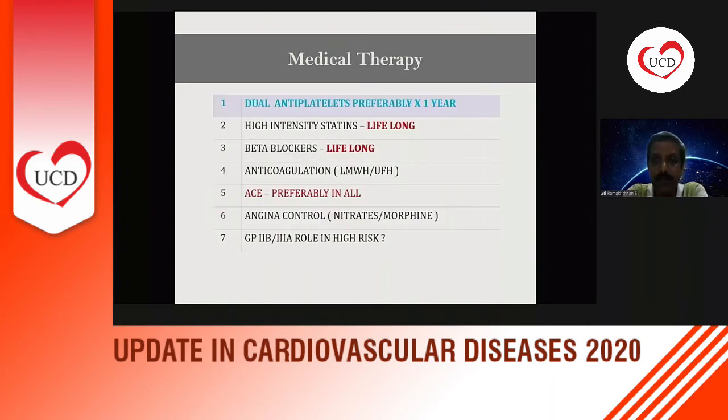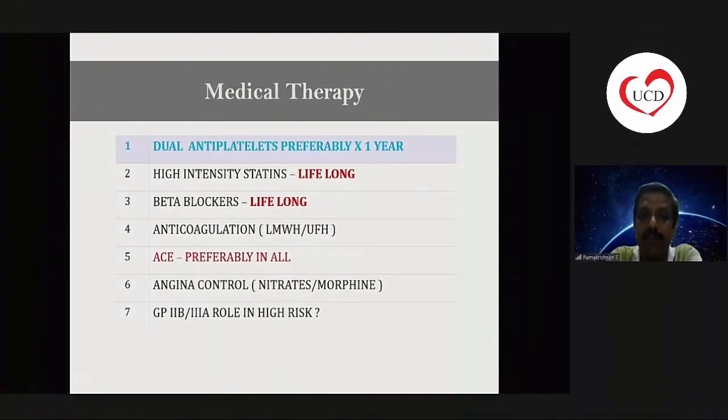So coming to the therapy of NSTEMI, basically dual antiplatelet preferably for 1 year, and then one antiplatelet, mostly aspirin, for lifelong, high intensity statins for lifelong, beta blockers preferably lifelong. There can be a debate on that, on the role of beta blockers in this. Anticoagulation, initial treatment always with low molecular weight heparin. ACE inhibitors should be preferably used in all patients. And for angina control, in the acute stage, we can use nitrates and morphine. And there could be a role of GP2B3A in patients who are not undergoing PCI, in very high risk patients.